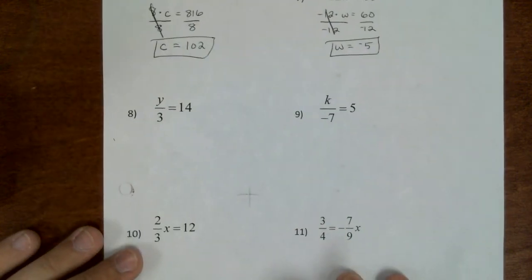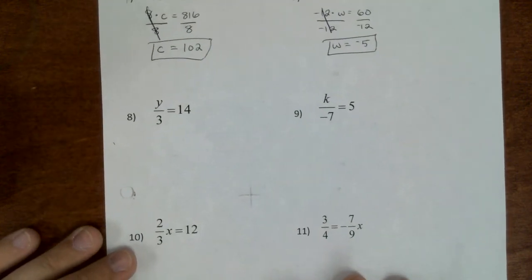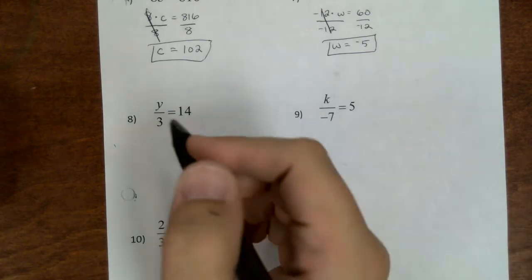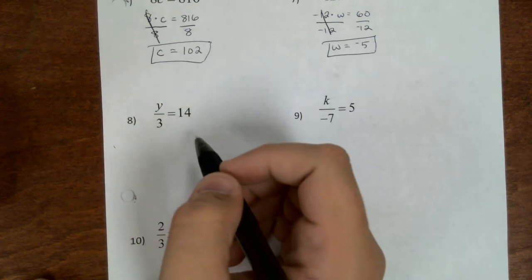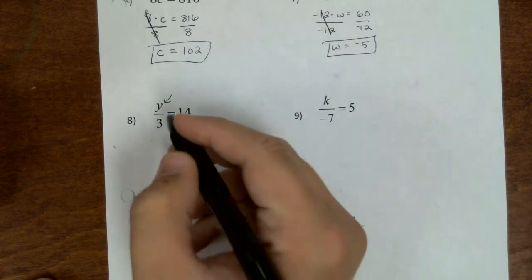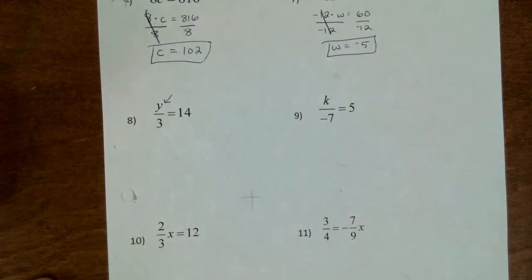Okay, next up, number 8. Y divided by 3 equals 14. So this time, this is a new one for us. We haven't seen this case yet. This time, our variable that we're trying to isolate, y, is being divided by a number.